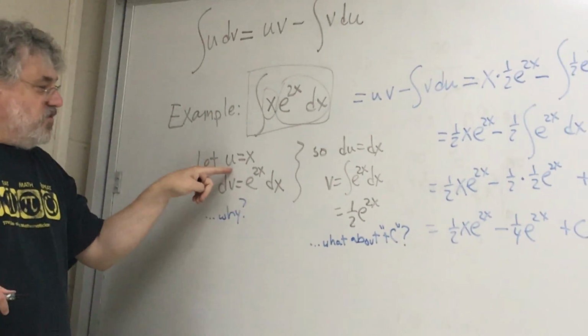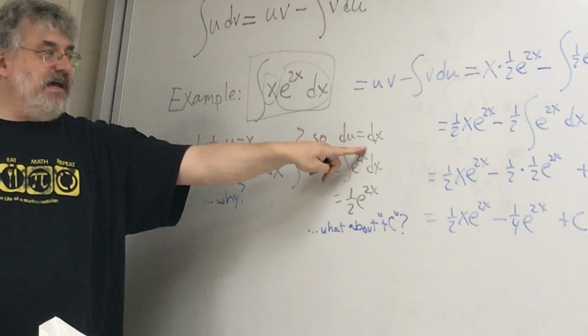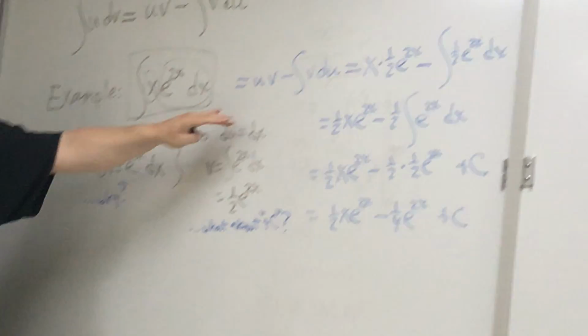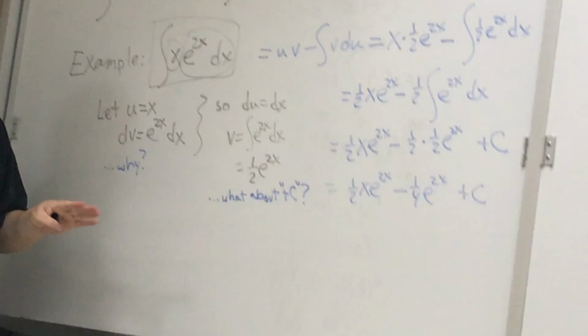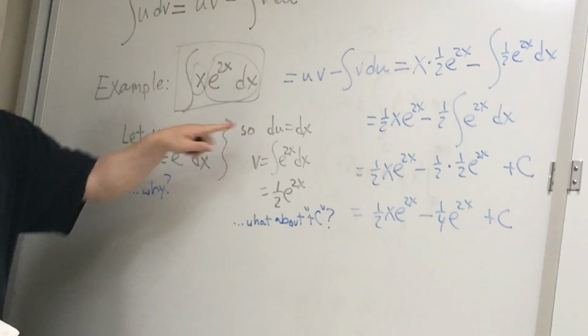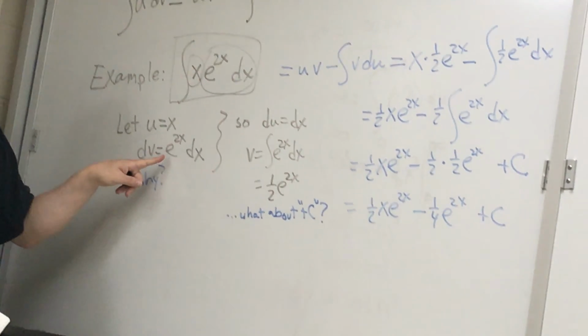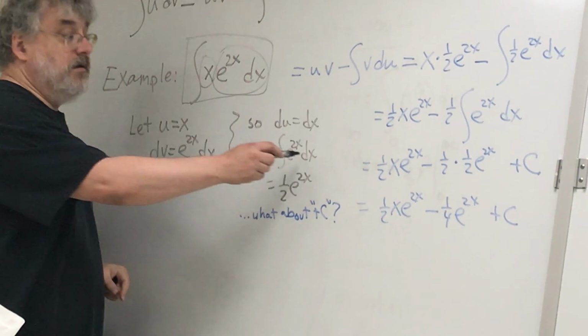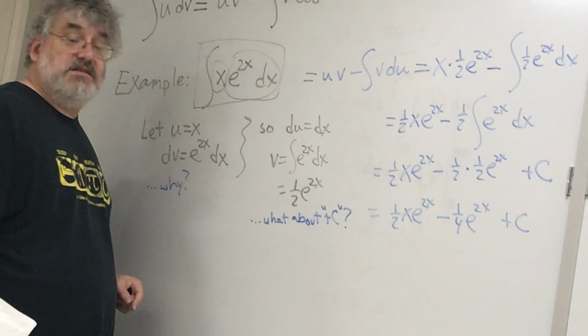Because when I take the derivative of this to get du, I get dx. Notice that actually, that makes one of the terms sort of go away. And that's kind of why we're doing it. But don't worry about that. The derivative of this is 1, so dx. The antiderivative of this, well, you integrate it. And I get 1/2 e to the 2x.